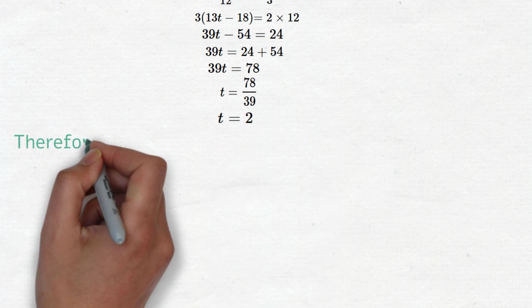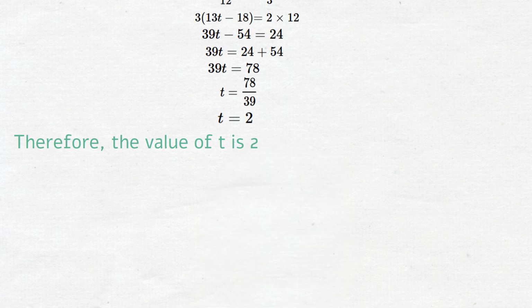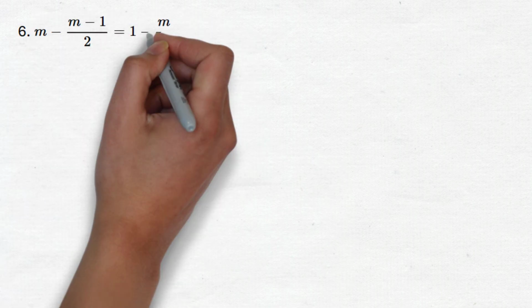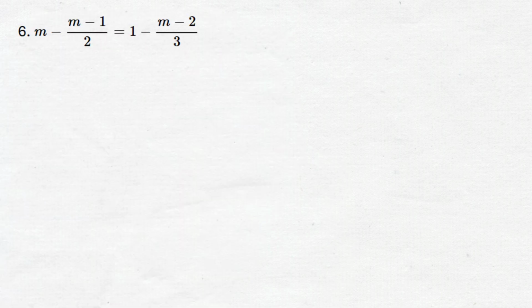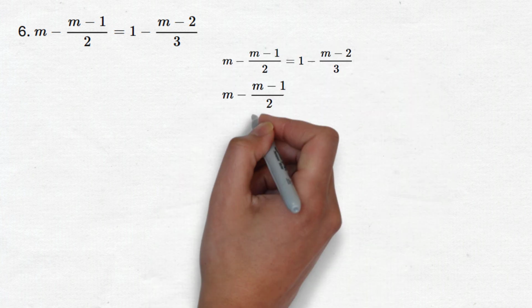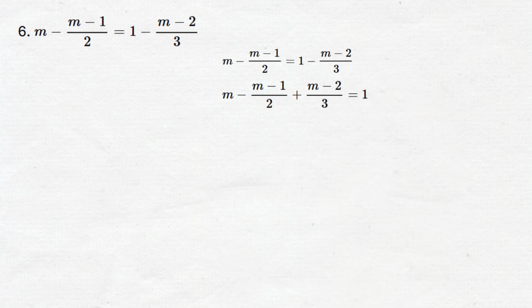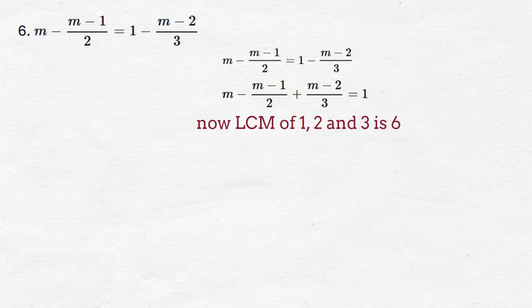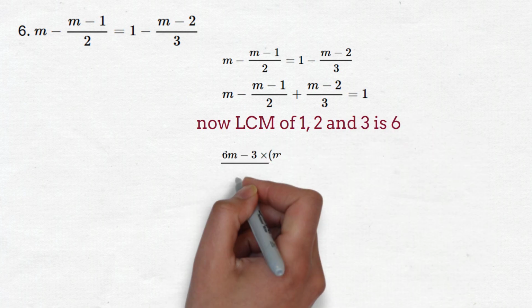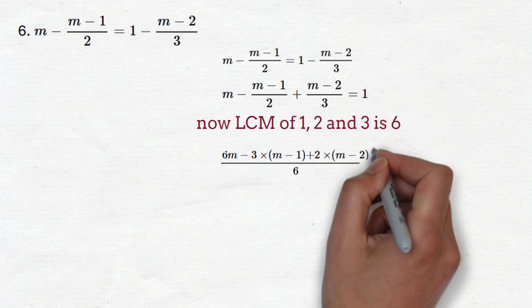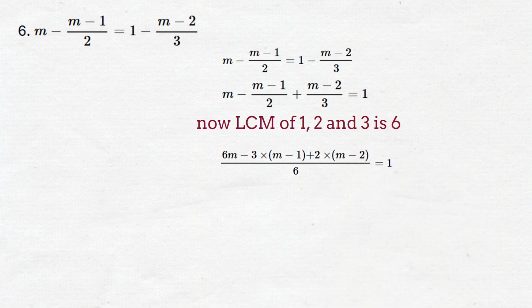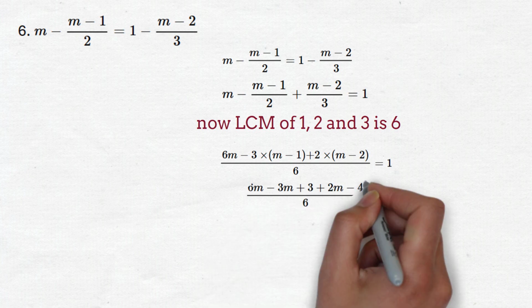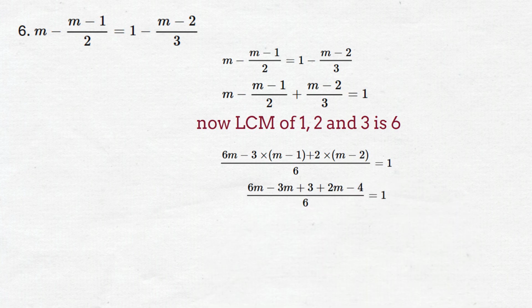Question 6 is (m minus 1)/2 is equal to 1 minus (m minus 2)/3. (m minus 1)/2 plus (m minus 2)/3 is equal to 1. Now the LCM of 1, 2, and 3 is 6. (6m minus 3 into (m minus 1) plus 2 into (m minus 2))/6 is equal to 1. (6m minus 3m plus 3 plus 2m minus 4)/6 is equal to 1.